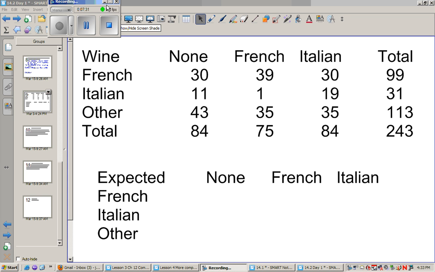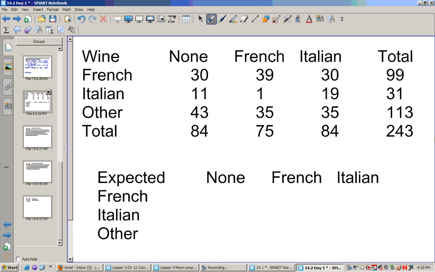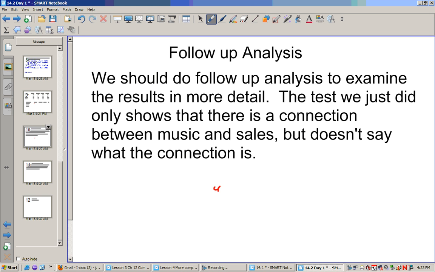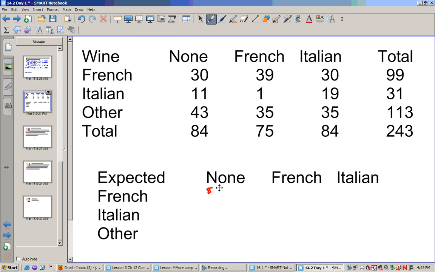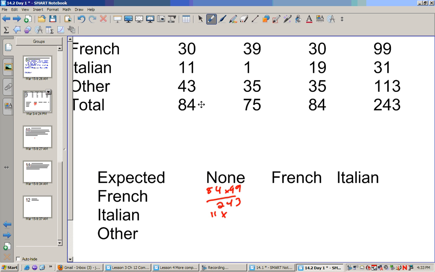All right, so I brought up the data here, and if we want to find the expected counts, what we do is we take the column total times the row total divided by n. So if I wanted to figure out the French, I do 84 times 99 and divide it by our n, which is 243.